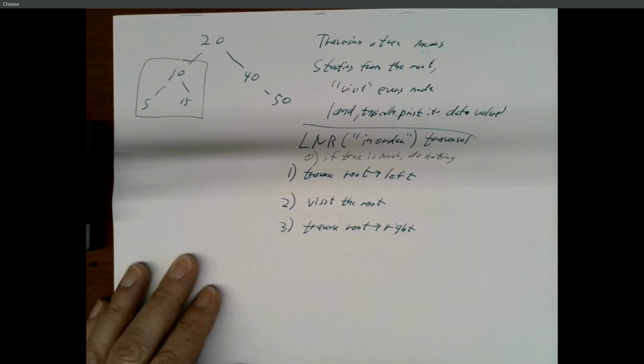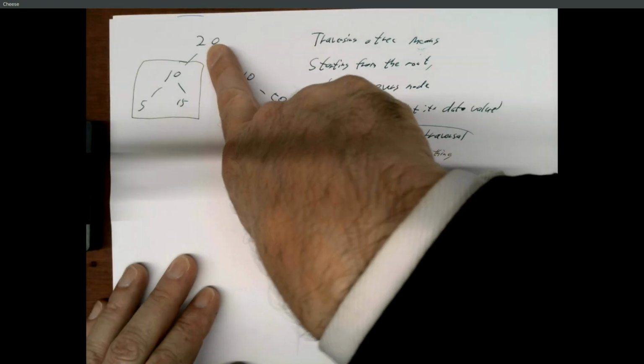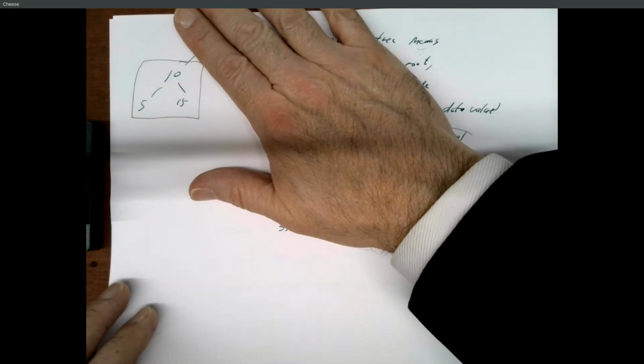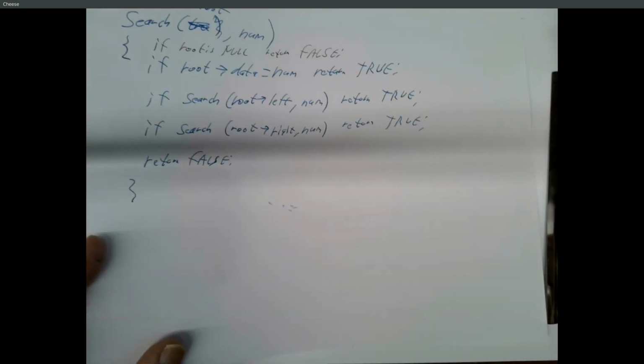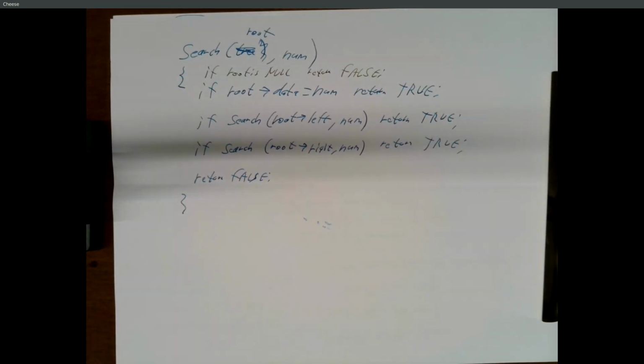If we're searching for a 15, that's smaller than 20. We only have to search the left subtree. But if we don't want to think that hard, right, we can just search both subtrees. And if it's not a binary search tree, this will still search every node.